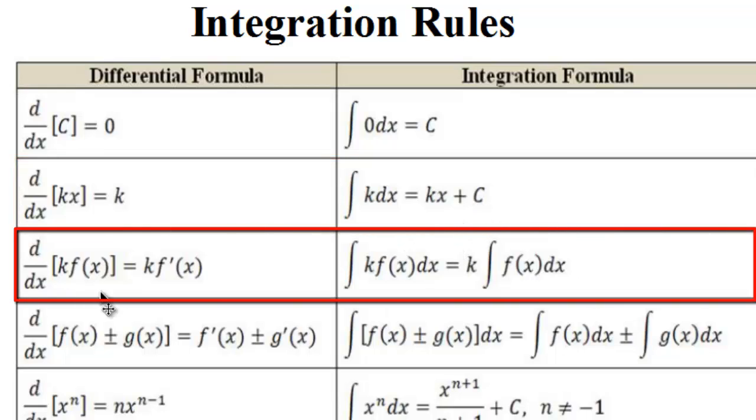Constant multiple rule. The derivative of a constant times f of x is just equal to that constant times f prime of x. Therefore, the integral, or antiderivative, of k f of x dx is equal to k times the antiderivative of f of x dx. In other words, we can take that little k, if it's a constant, only if it's a constant, and move it outside the integrand.